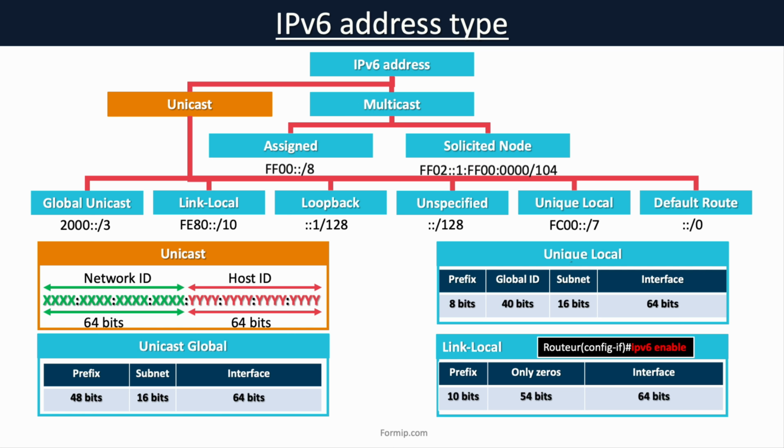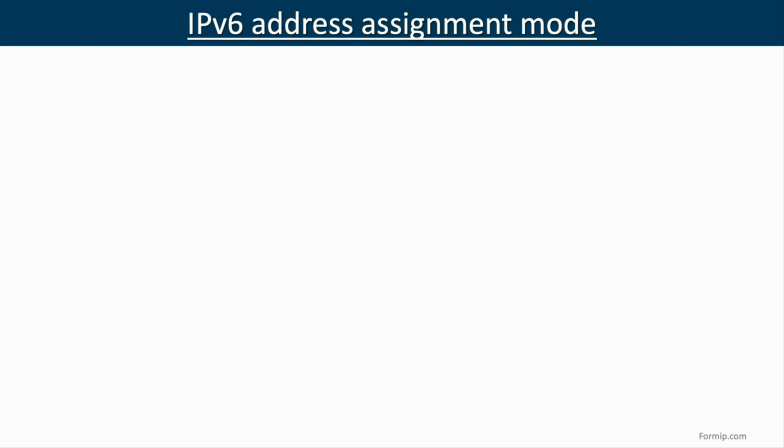As in IPv4, IPv6's multicast addresses are used to join a group of hosts. And we finish with Anycast addresses, which are a small novelty of IPv6. These are addresses which point to a host group, as for multicasts, except that only the first reachable host will receive the data. IPv6 address assignment mode.